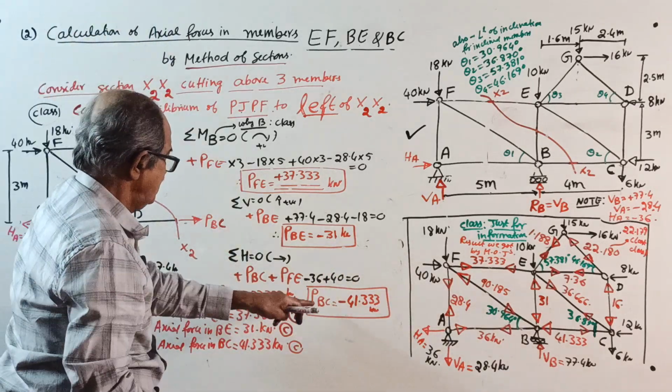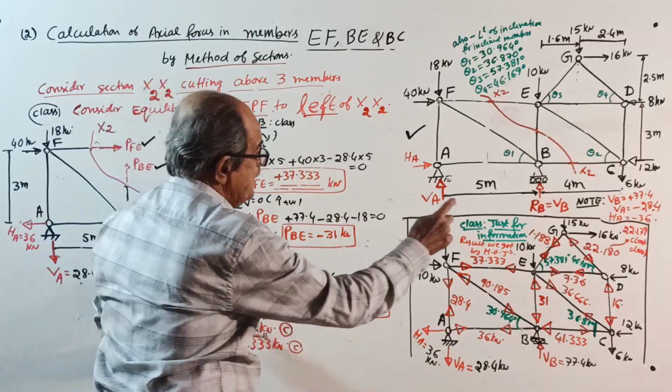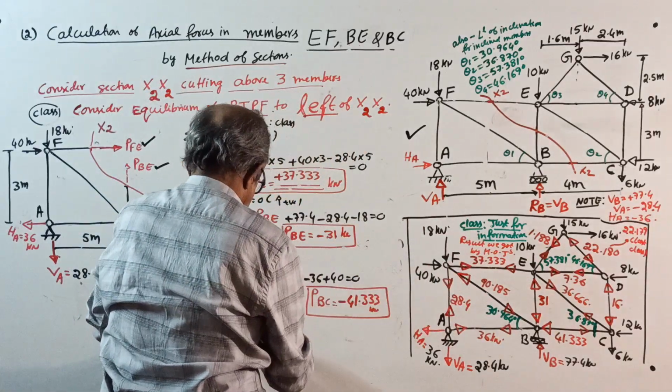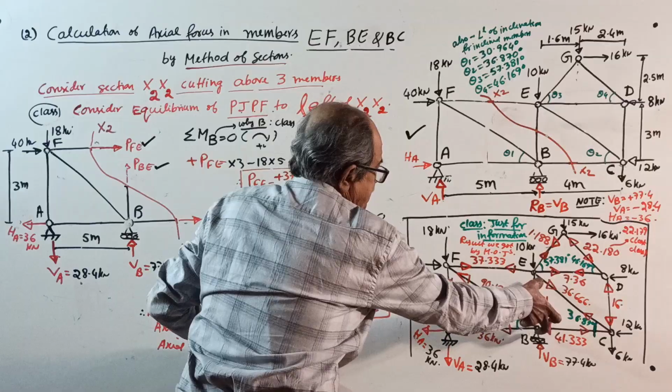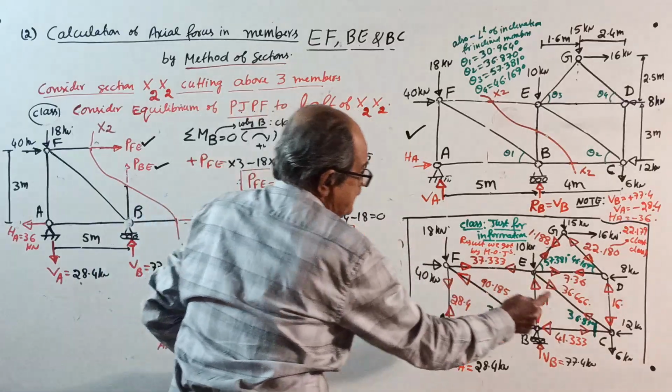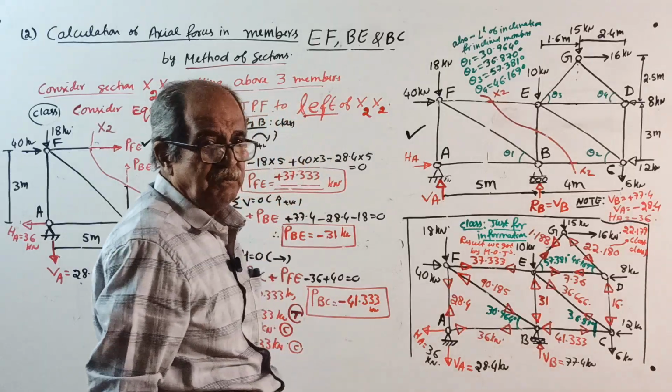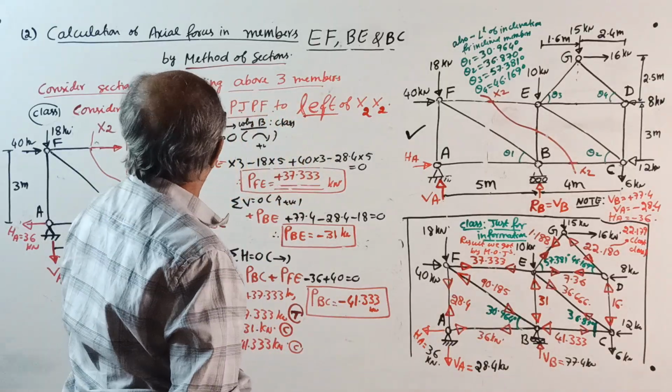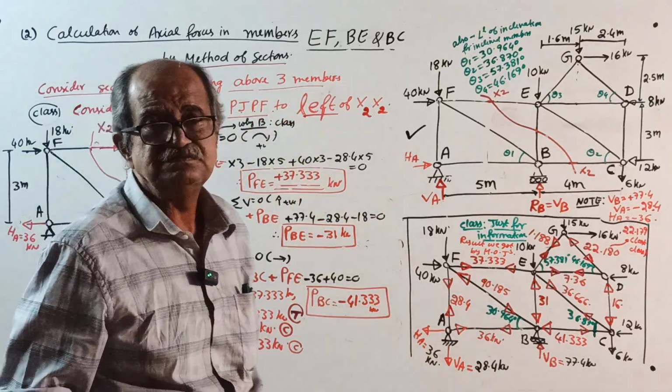Check the answer. See, 37.333 tension here. 31 compression. 41.333 also compression. Perfectly tally. Sufficient. Now go to last part.